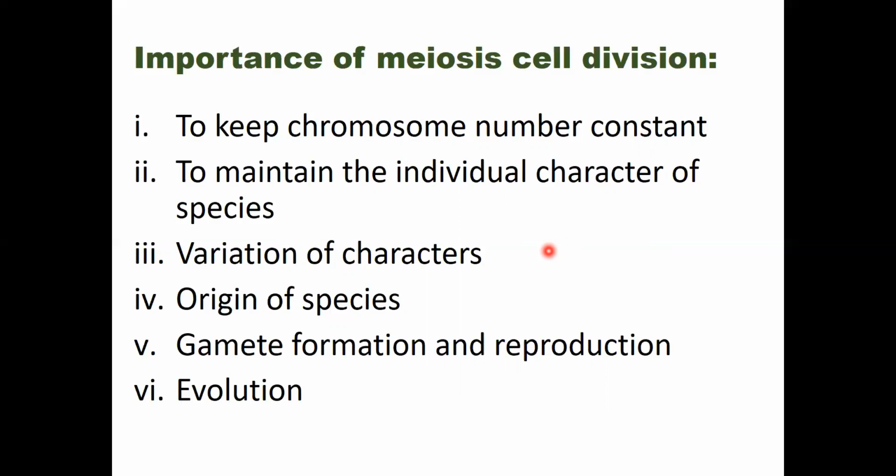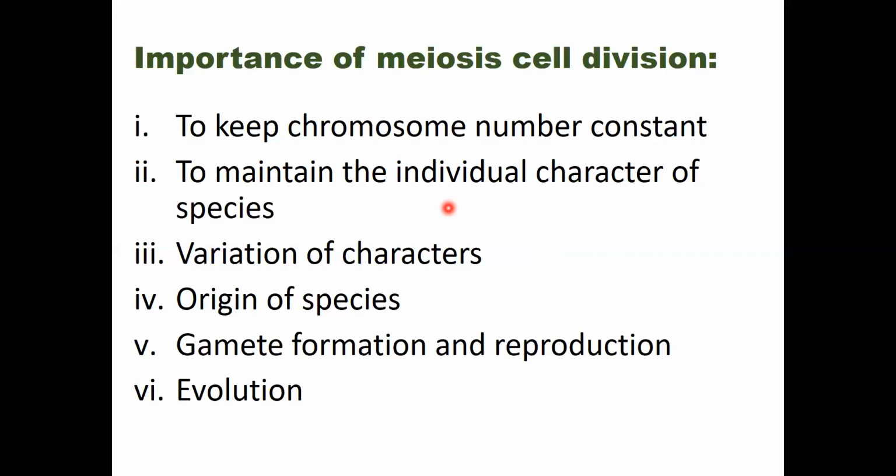If no meiosis cell division occurs, the number of chromosomes would double after the union of two gametes. Generation to generation, without meiosis, chromosome numbers will increase and increase and increase. So this would have caused a radical change in the living world. Another importance of meiosis cell division is to maintain the individual character of species. The species characters are maintained the same by keeping the chromosome number constant in the respective species.